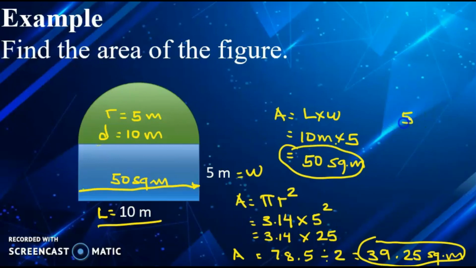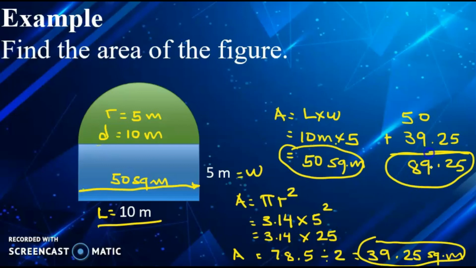So, 50 plus 39.25 is 89.25. Okay, don't forget the unit, square meter. So, total area niyan ng ating figure is 89.25 square meter. Okay, that is our answer.